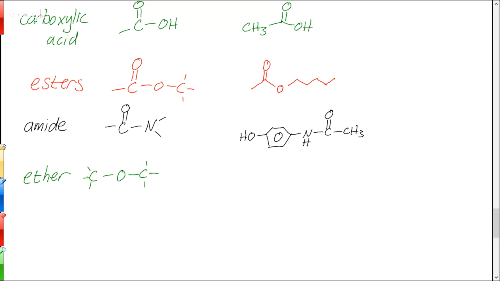Notice that it doesn't have the carbon double bond oxygen. If one of those carbons was double bonded to oxygen, it would be an ester. If it's not, it's an ether. That's an example of an ether. That's diethyl ether, which is sometimes just called ether.